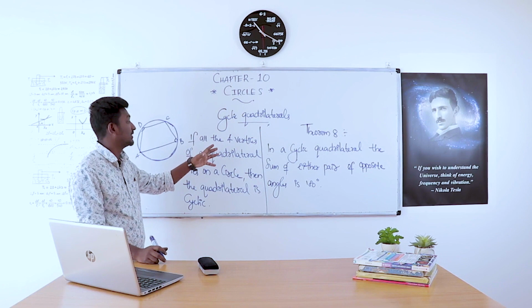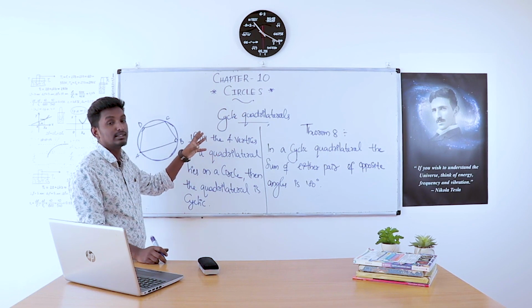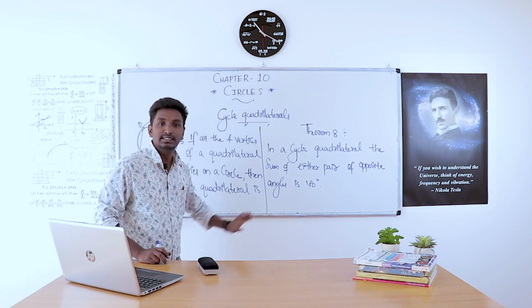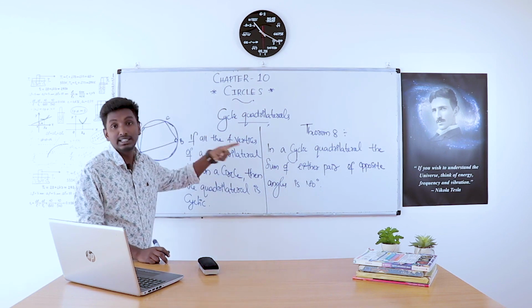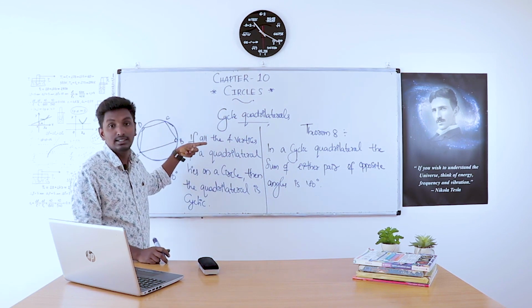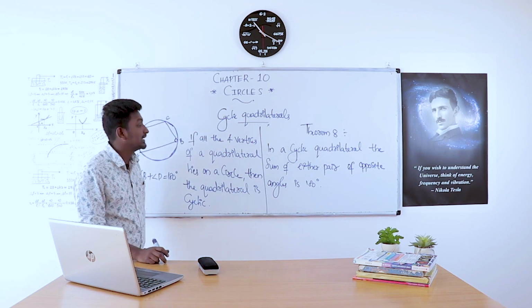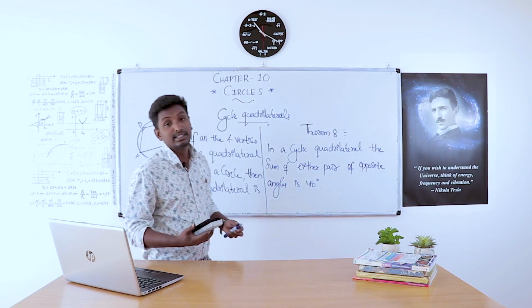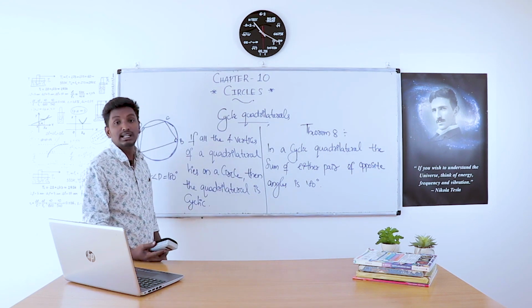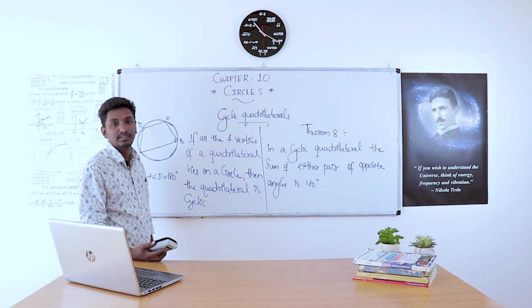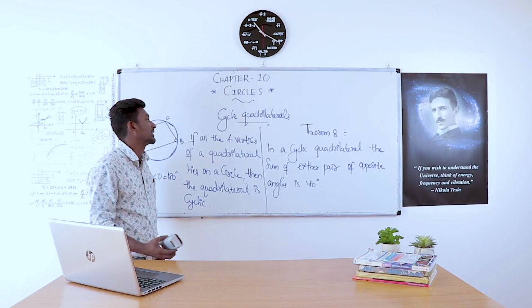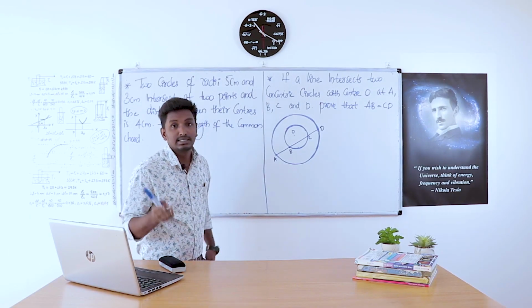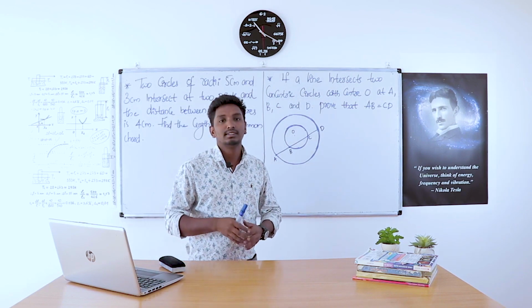So, what is a cyclic quadrilateral? The quadrilateral in which all the four vertices are on a circle. What is the theorem related to cyclic quadrilateral? In a cyclic quadrilateral, the sum of either pair of opposite angles is 180 degrees. That means either pair of opposite angles are supplementary. Clear? Okay. All the theorems related to 9th grade circles are now completed.